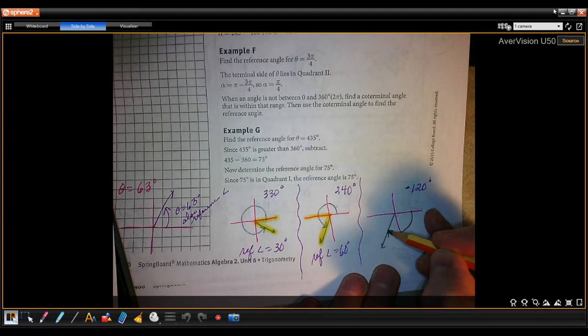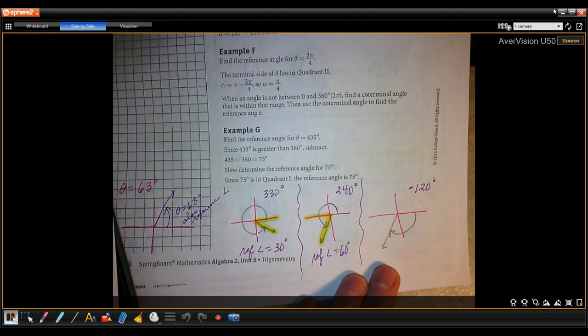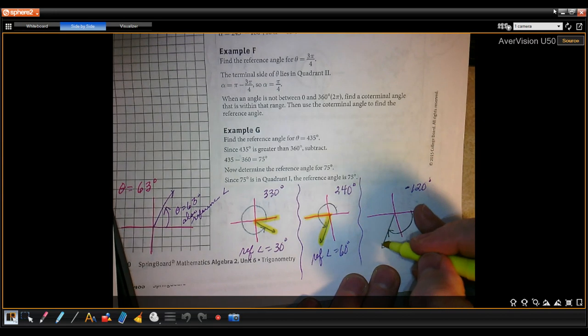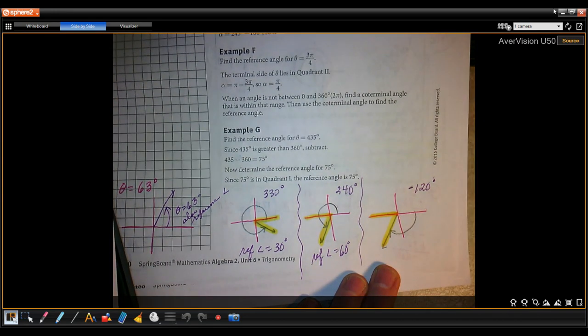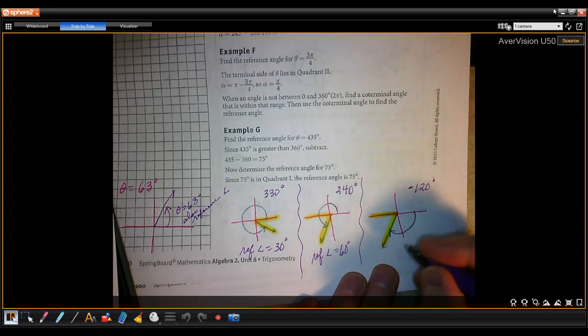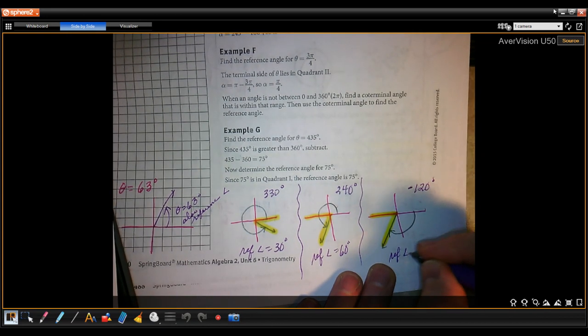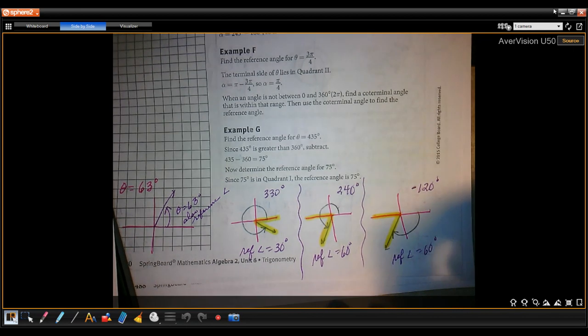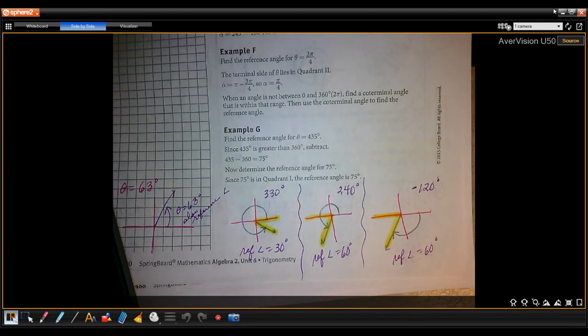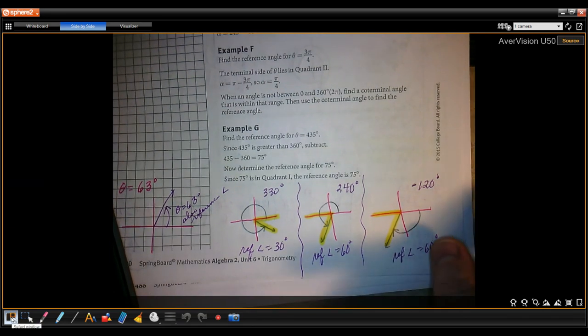But if this is 30 more, how much more does it take to get back to the x-axis? So that's 30. It's going to take 60 degrees to get back to the x-axis. So the reference angle is 60 degrees. All right. Hopefully that makes sense. If not, then definitely email me or come to office hours. All right. Next page.